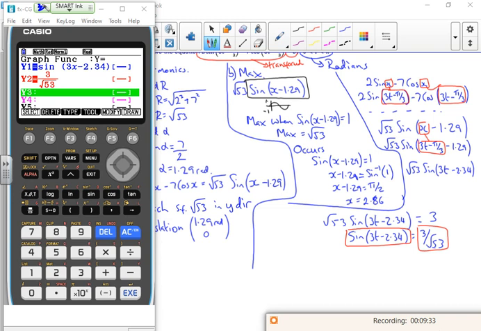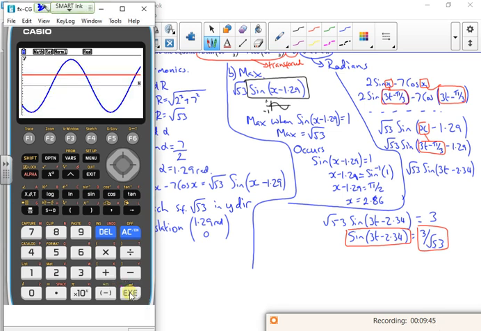Right, sorry about that. So I've graphed here, look, I'm graphing sine of 3x minus 2.34, the bit on the left, and 3 over root 53, the bit on the right. It's not going to work, is it? I'm in radians, and I've set my axes from 0 to pi, and I'm going to pick up my values, and it's going to run out. Hang on, let me pause.